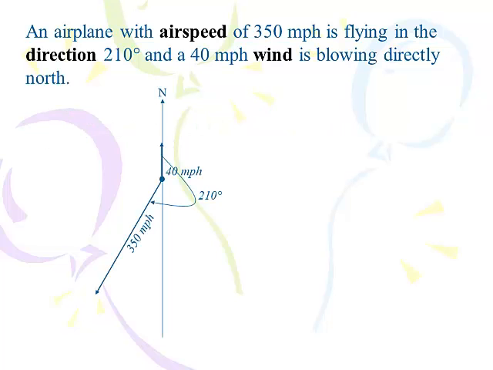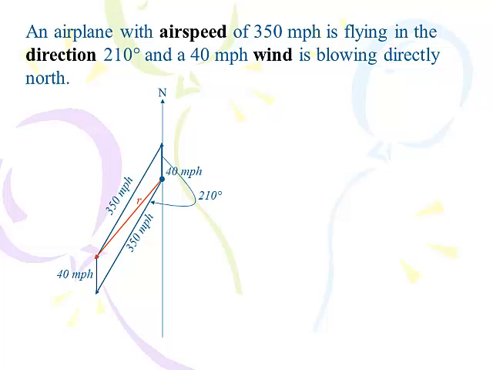And so you see there I've got the 350-mile-an-hour plane going at 210 degrees. That's past due south, so we're a little further on there. And we have a 40-mile-an-hour wind heading due north. So in airline talk, the wind is going 360 degrees. You can say 0 degrees, but let's say 360 degrees. So the first thing we're going to do is find the angle between our two vectors. We always do that.